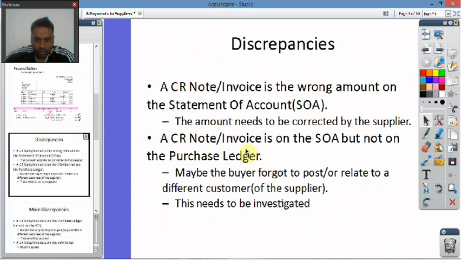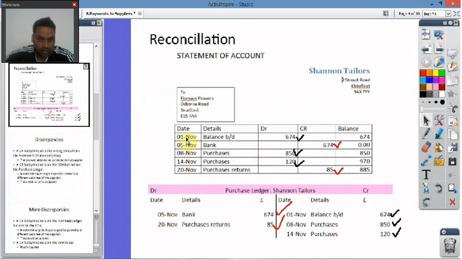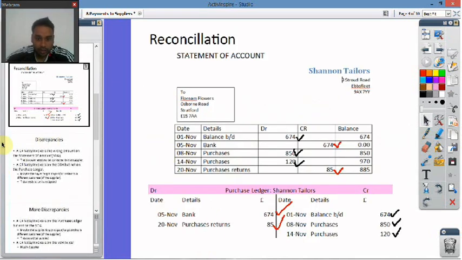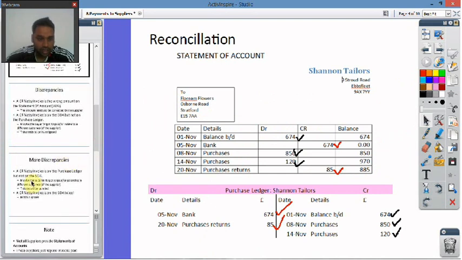A credit note or invoice is on the statement of account but not on the purchase ledger. So it's on the statement of account here but not in our purchase ledger. Maybe we forgot to post this one, so obviously we need to investigate it. If we're Florian Flowers and it's not in our purchase ledger, then there's something wrong there. We need to investigate why that is.